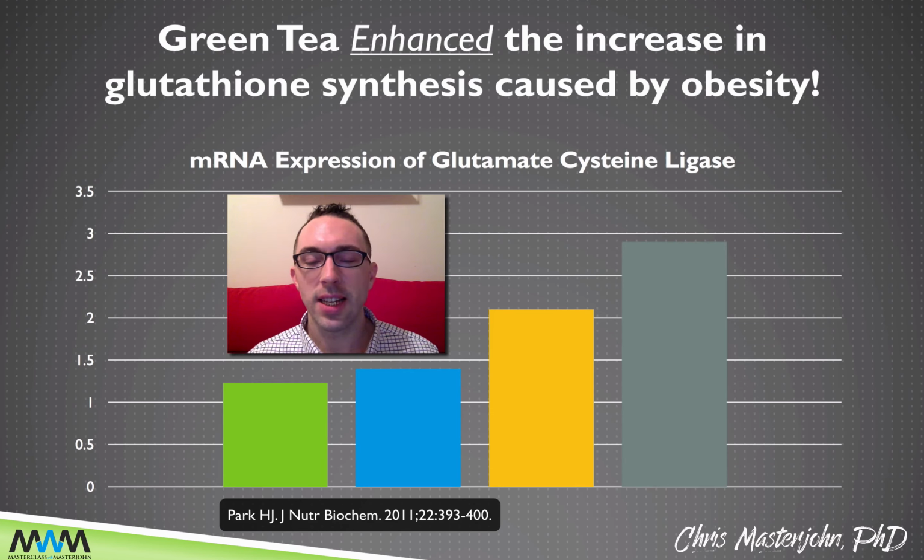In support of the enhanced synthesis, we see that the mRNA expression of the glutamate cysteine ligase enzyme, which is the first enzyme in the synthesis of glutathione, was increased by green tea. But what's remarkable about this data is that in all the other data we saw obesity due to leptin deficiency do something bad to the mice that green tea reversed.